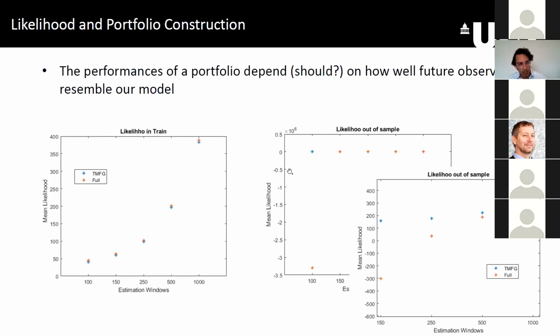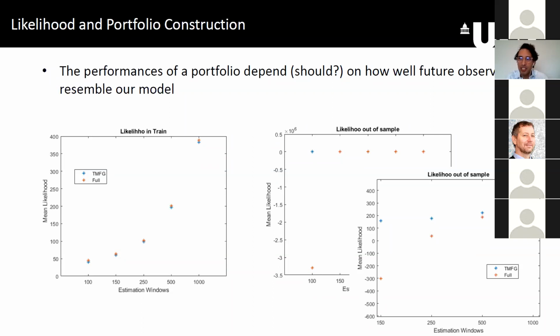Out of sample, however, it's a different story. The full covariance matrix does not perform very well when few observations are used. As more observations are included, it starts to get better, but still a filtered matrix does much better out of sample. So following our intuition on portfolio construction, the conclusion is that, given that the likelihood of a filtered matrix is better, the performance of a portfolio built on a filtered matrix should be better, right?